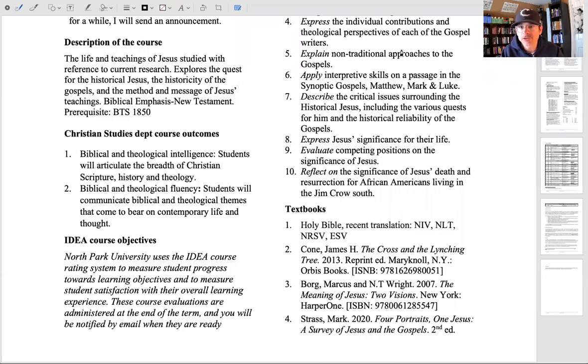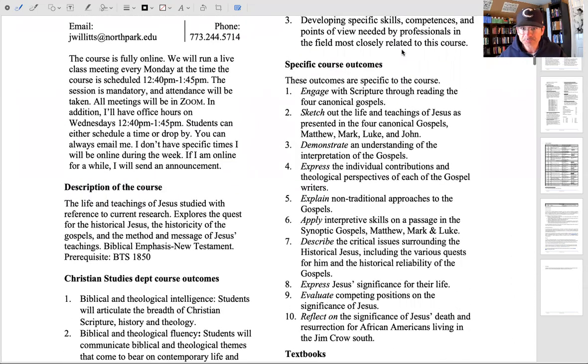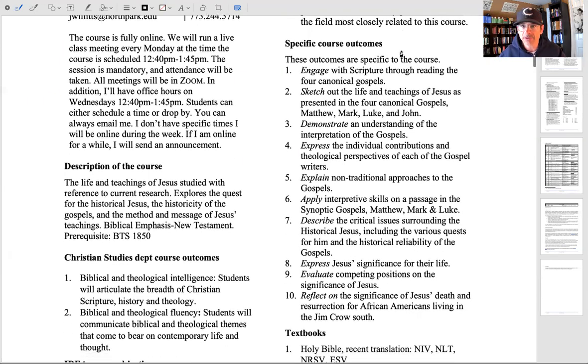Hey, this is part two of a two-part explanation of the syllabus. In the last part, or the first part of the syllabus explanation, we discussed the course description, the nature of the course being online, and we went through the course objectives, those three categories. I would like to go back to the specific course outcomes one more time and walk through those quickly again.